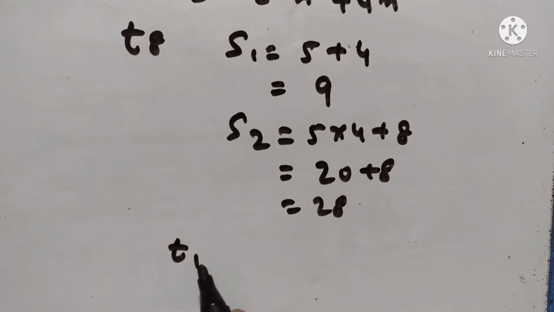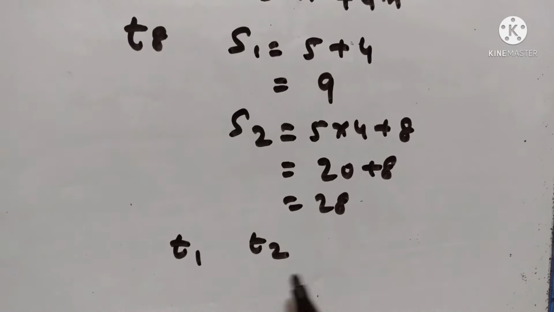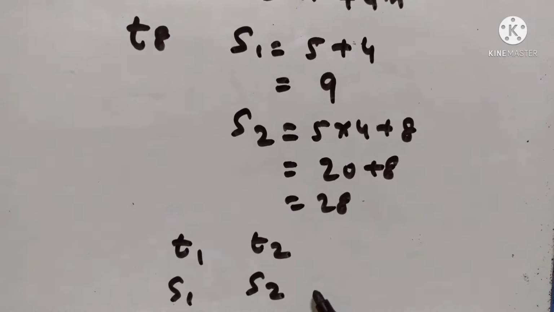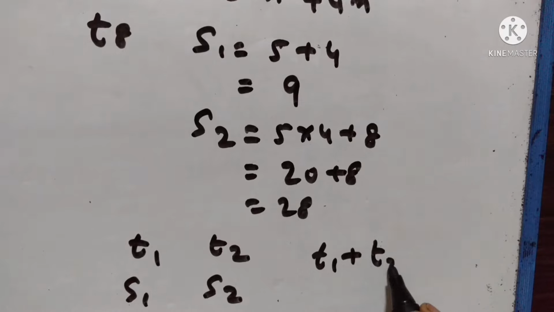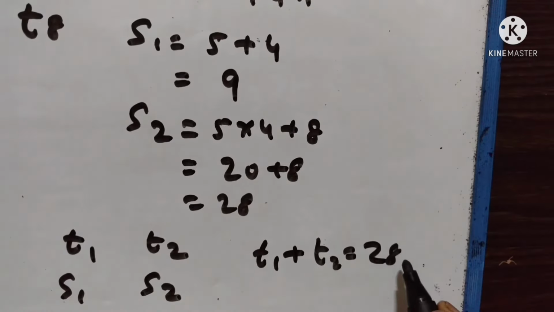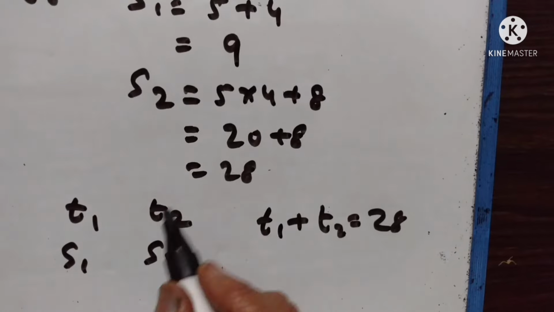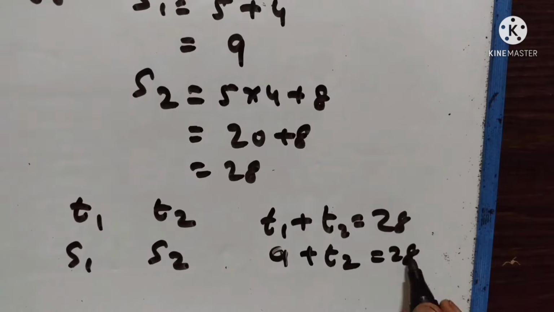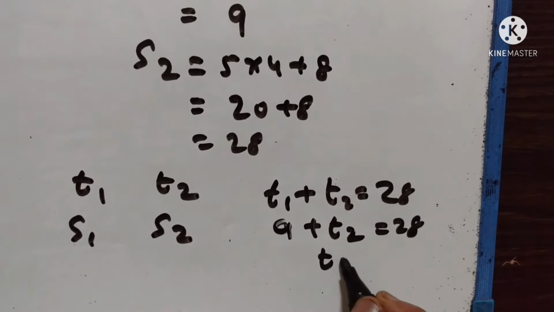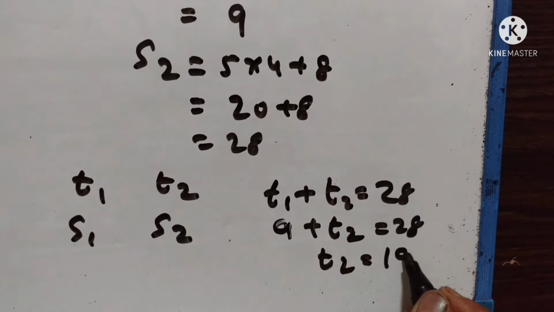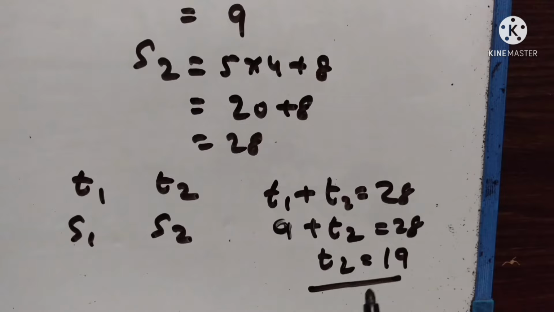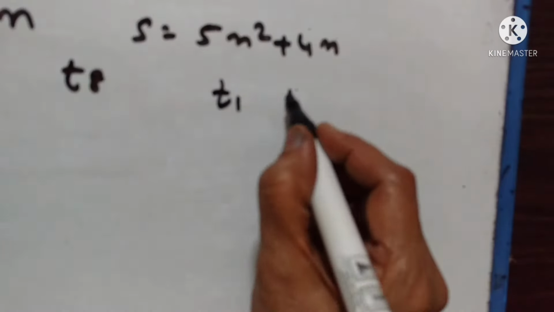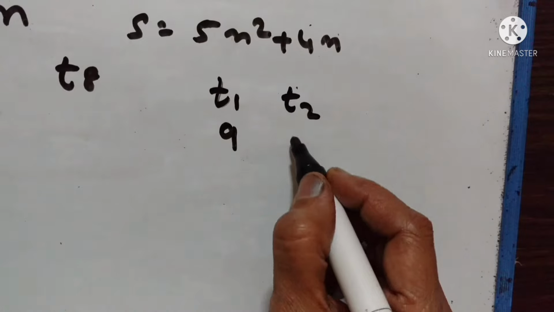Now, if T1 is the first term, T2 is the second term, then S1 is T1, then S2 is equal to what? T1 plus T2. So T1 plus T2 is equal to S2, 28. So T1 is equal to 9. 9 plus T2 is equal to 28. T2 is equal to 28 minus 9, so T2 is equal to 19. T1 is equal to 9 and T2 is equal to 19.